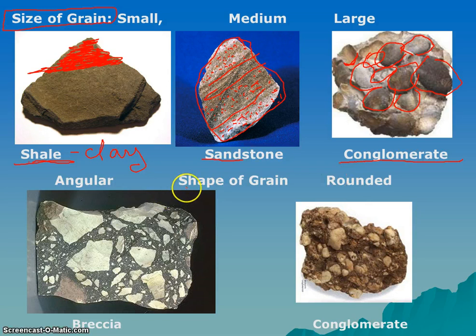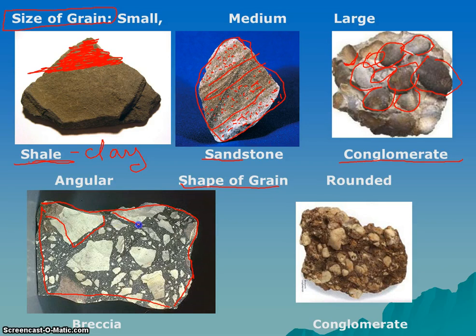Now, let's come down here to shape. You need to turn your note sheet over now. The shape of the grain. We have two big examples here, angular and rounded. So angular, when you're drawing your angular rock, do a whole outline of the rock. And then within the rock, you'll see your pieces have angles on them.